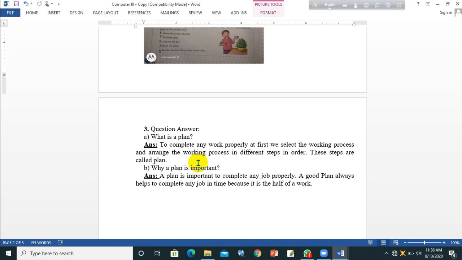Like this, for any work we have to make a plan, because a good plan is the half of a work. So what is the definition of a plan? To complete any work properly, at first we select the working process and arrange the working process in different steps in order. These steps are called a plan. Okay, why is a plan important? A plan is important to complete any job properly. A good plan always helps to complete any job in time, because it is the half of your work. I discussed this. What is a plan?